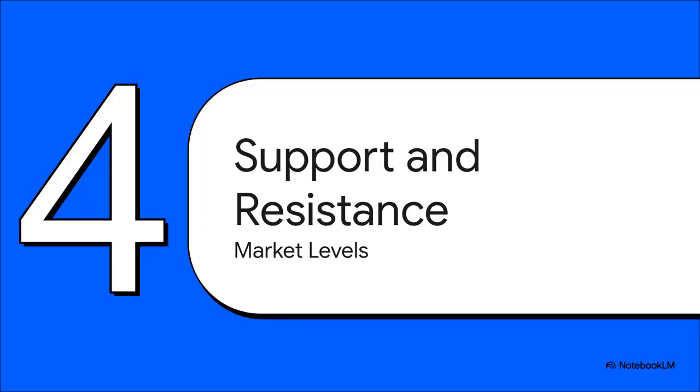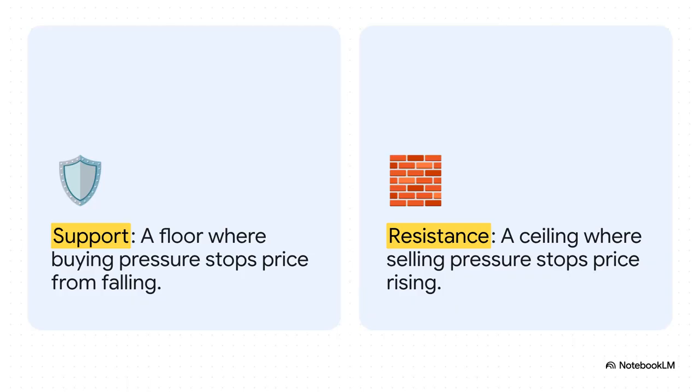Which leads us to part 4, mapping support and resistance. Let's look at our market levels. This is where we tie all these structural concepts together into actual, actionable zones. Think of support as the floor. It's a price level where buying pressure has historically been strong enough to literally stop the market from falling. Resistance is the exact opposite. It's the ceiling, a level where selling pressure repeatedly stops the market from moving any higher.